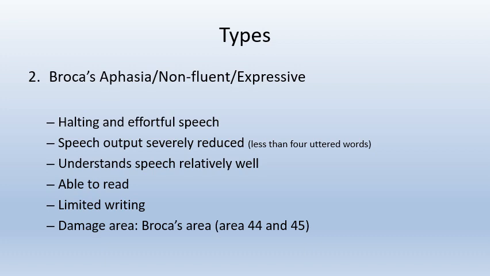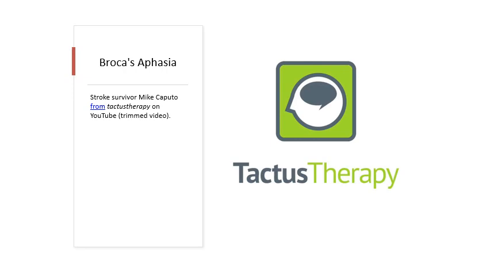Would be able to read. Writing is a little limited because muscles of articulation are involved, and nearby are muscles involved in use of the hand that might be affected. So writing would be maybe limited. Damage is to the Broca's area 44 and 45.